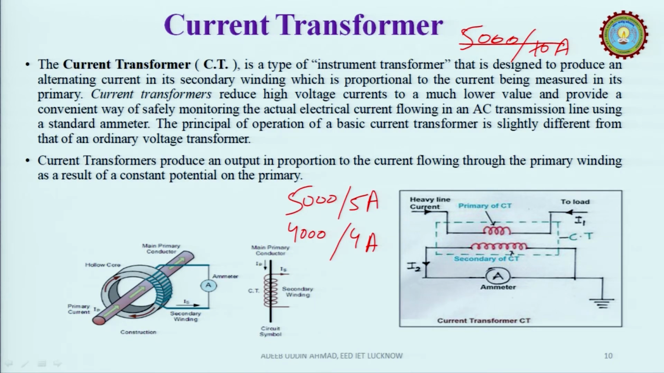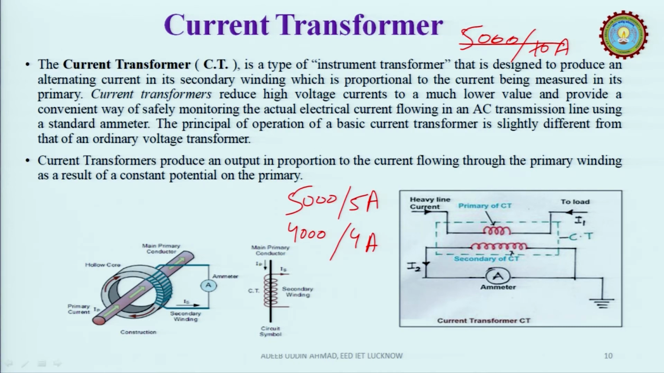Now, we can read or check this current with the help of some conventional or basic ammeter. So, the principle of operation of a basic current transformer is slightly different from the ordinary voltage transformer, as I told you earlier. The current transformer produces an output which is proportional to the current flowing through the primary winding as a result of the constant potential on the primary. We have some constant potential, but the value of current will increase. So, this increment in the current will lead to the increment in the secondary current.